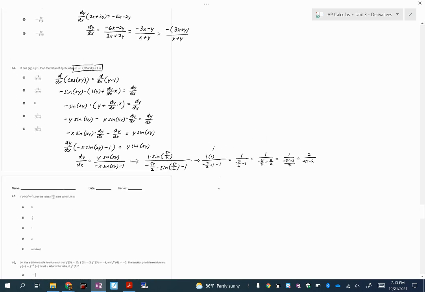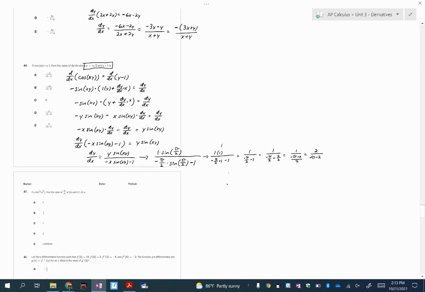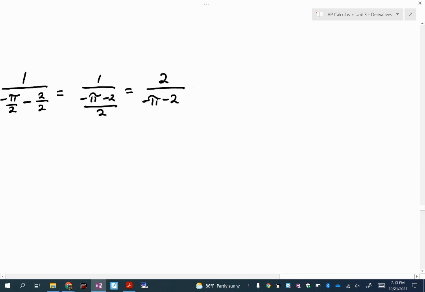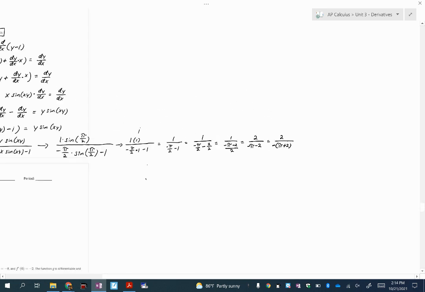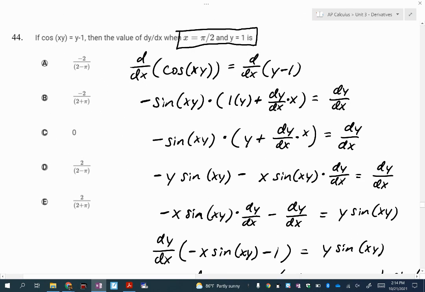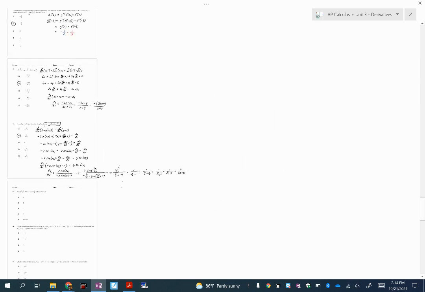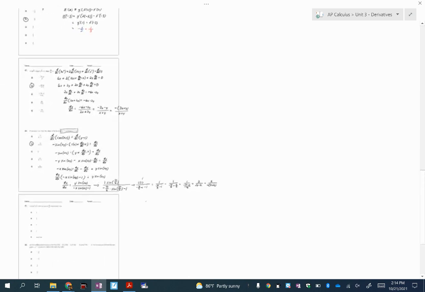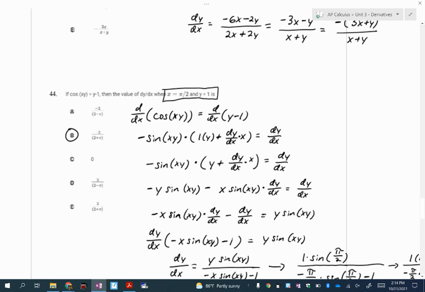I'm getting closer. And it looks like I need to factor out the negative. So if I factor out the negative, I get 2 over the negative times pi plus 2. And that negative can go on the top or bottom. So I'm looking for 2 over negative, the opposite of pi plus 2. So I have pi plus 2 and negative 2. I believe it's going to be this one. Let me confirm with what I got. I got negative 2 over pi plus 2. And that's what I got.